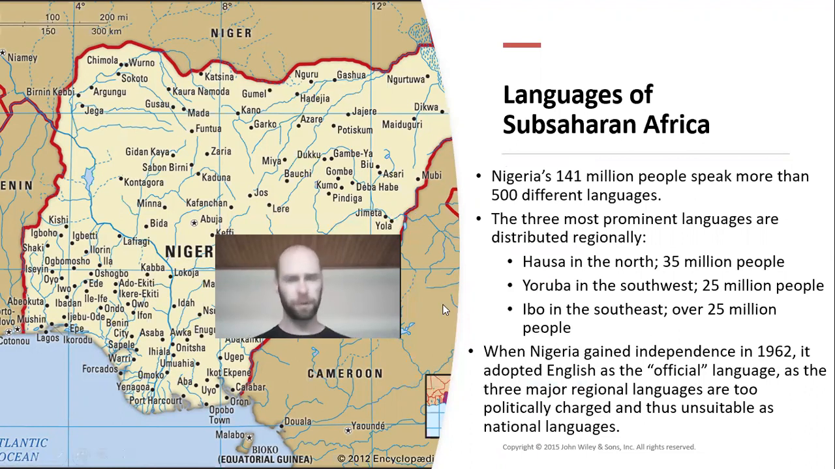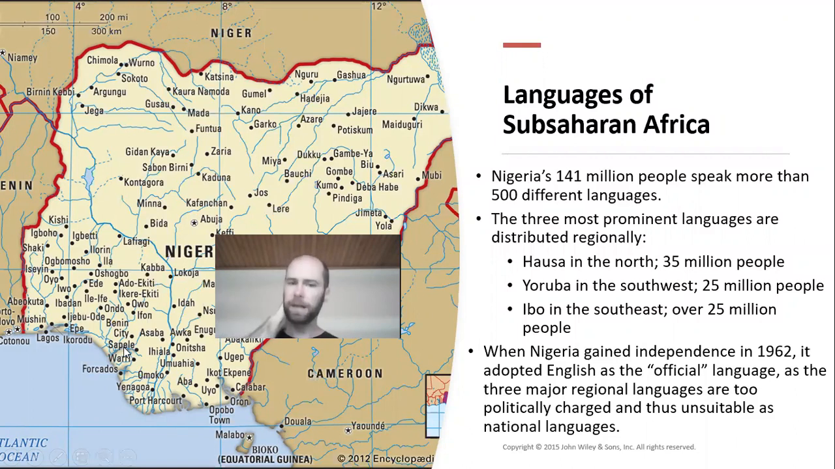The three most prominently spoken languages are regionally distributed. You have Hausa in the north, which includes 35 million people, Yoruba in the southwest, which is 25 million people, so down around here, and Igbo in the southeast, which also has over 25 million people.